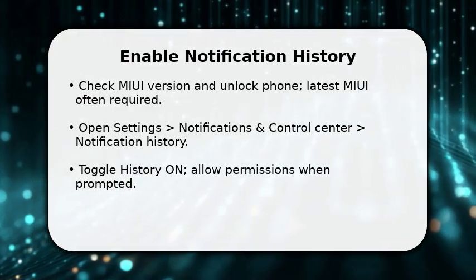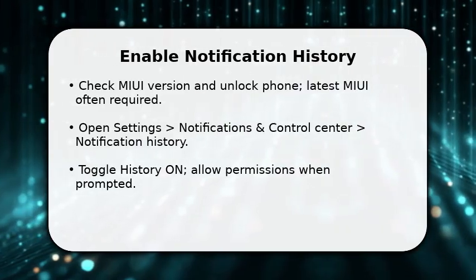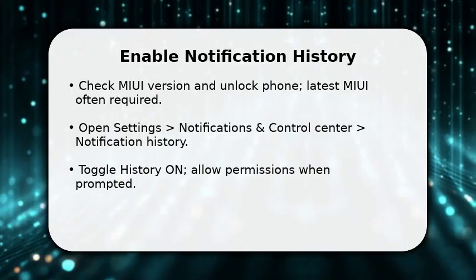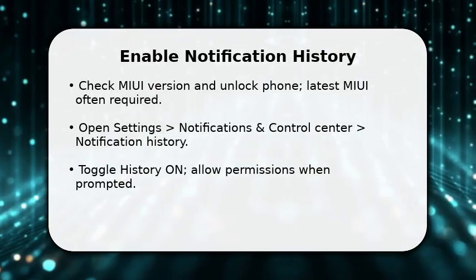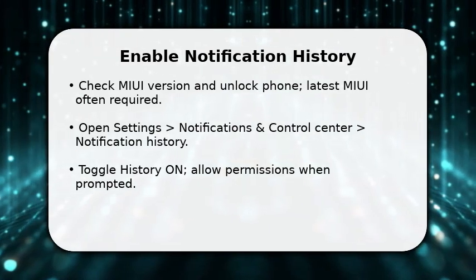Grant any permission requests immediately. These let Xiaomi store recent notifications. Once done, the phone will save notices going forward. This step is decisive because it creates the record you'll inspect in the next slide.